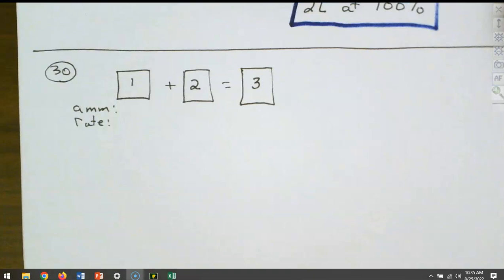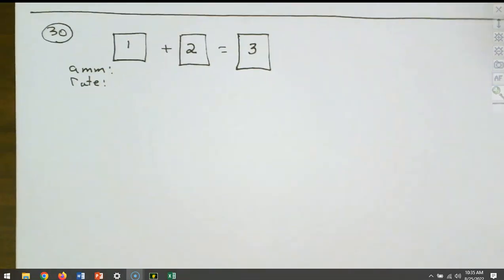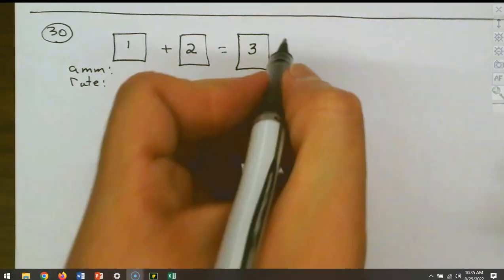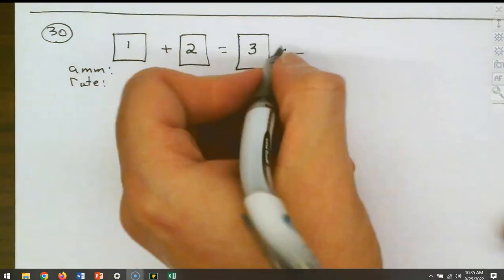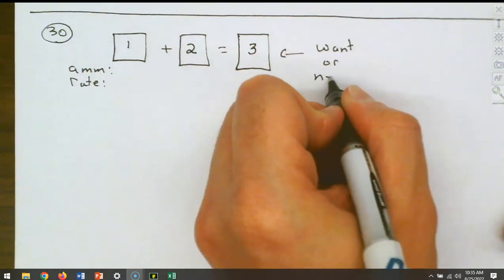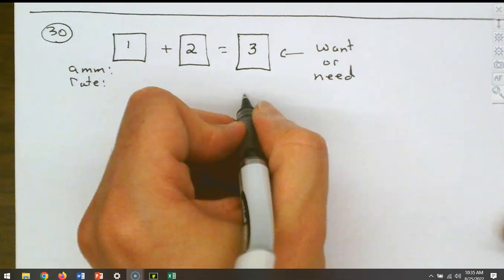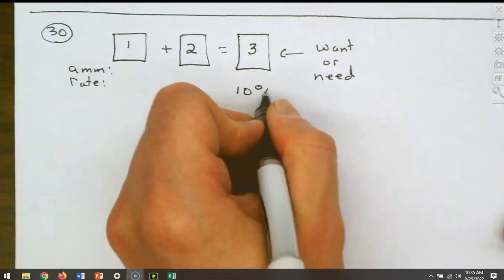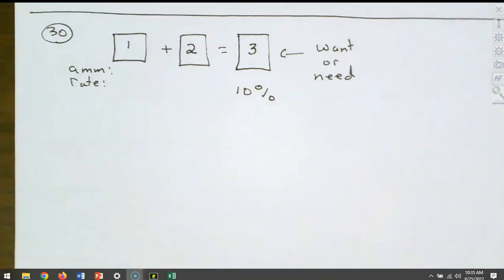So let's see what we've got here. When we look at these percentages, we have to make sure that they go in the right place. So a student needs a 10% hydrochloric acid solution. So box 3 is always what we want or need. So that 10%, it has to go over here. Okay, it has to go over there because that is what we want at the end. When we mix these chemicals together, we have to make sure that we get 10%.